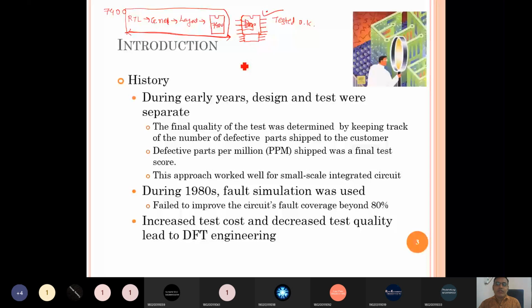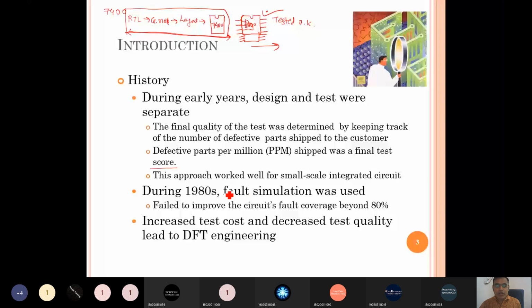Okay. Now nowadays, due to the complexity in the design, the final quality of test was determined by keeping track of the number of defective parts shipped to the customer. So in that, the final product, defective parts per million shipped, was the final test score. Suppose 1 million are tested, and out of that some 0.4 part of that 1 million are found defective. So you can say it has a 60% success rate.